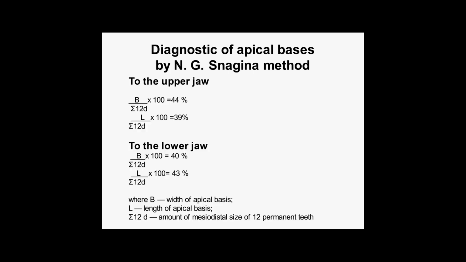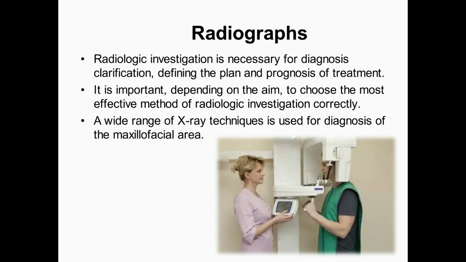Normally, the width of the apical base of the upper jaw is 44%, and of the lower jaw 40%, of the sum of the measured mesiodistal dimensions of the 12 permanent teeth of each jaw. Normally, the length of the apical base of the upper jaw is 39%, and of the lower jaw 43%, of the sum of the measured mesiodistal dimensions of the 12 permanent teeth.